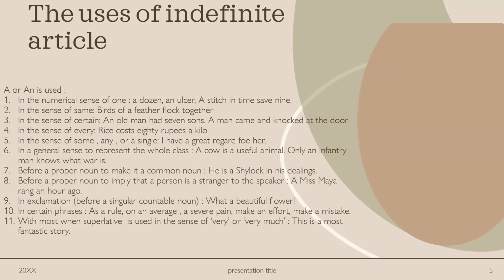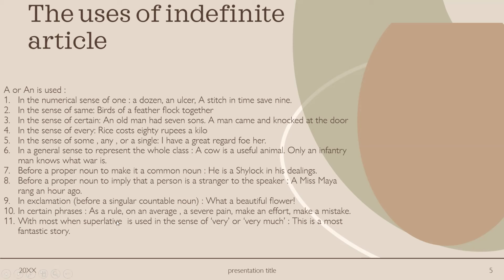Before a proper noun, to imply that a person is a stranger to the speaker: A Miss Maya called an hour ago. Here 'a Miss' represents that you do not know this Maya. And in 'an hour', the H is silent and you take the O sound, so here you are using 'an'. In the exclamation before a singular countable noun, that is, what a beautiful flower.